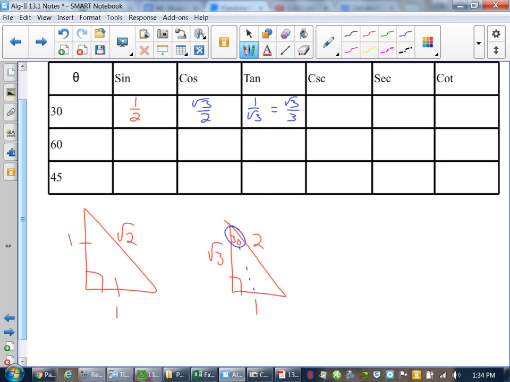What's the inverse then of 1/2? 2. Because cosecant is the inverse of sine, which means that this would be hypotenuse over opposite. Well, it's 2 over 1, so it's 2. The secant would be hypotenuse over adjacent, so it would be 2 over root 3, which is 2 root 3 over 3 when you rationalize.